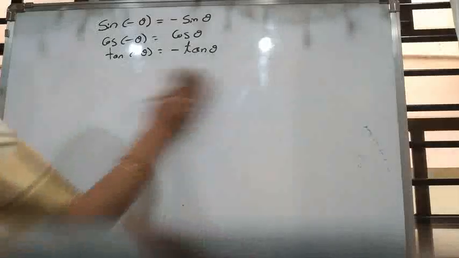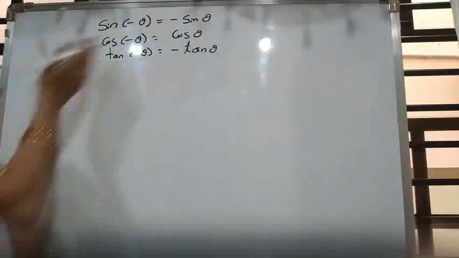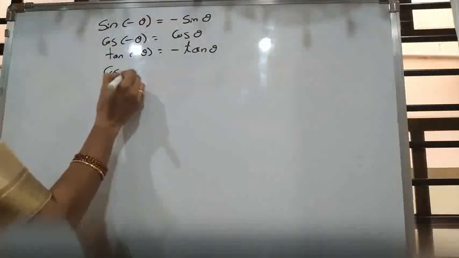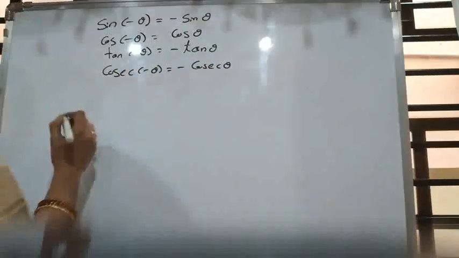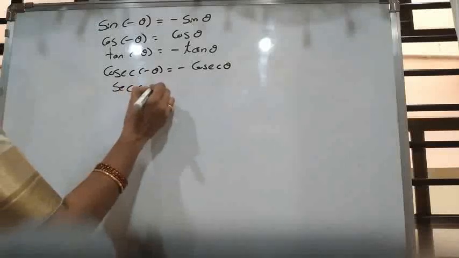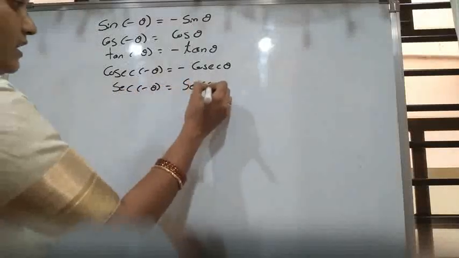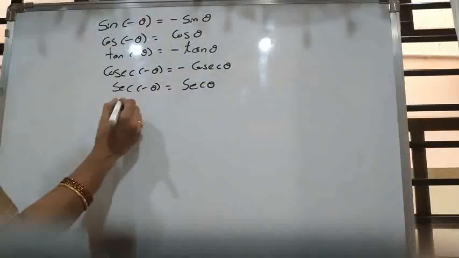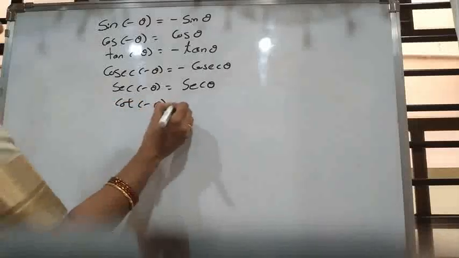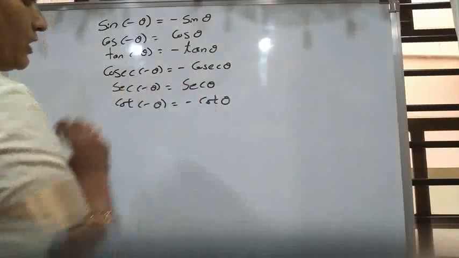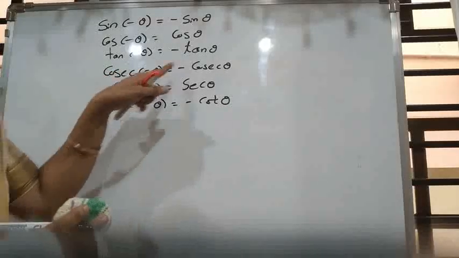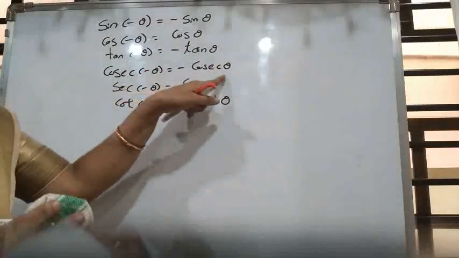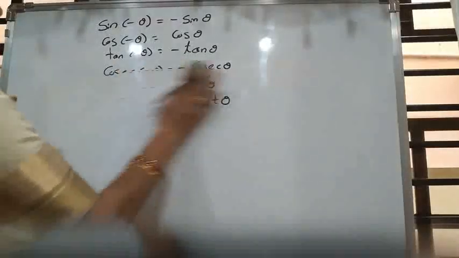Similarly, you can write for the remaining ratios. They are the reciprocals of these. So cosec of minus theta is minus cosec theta. Sec of minus theta is just sec theta, as good as cos. Then cot of minus theta is minus cot theta. This is how we express the ratios of minus theta in terms of theta. Okay? I hope you understood.